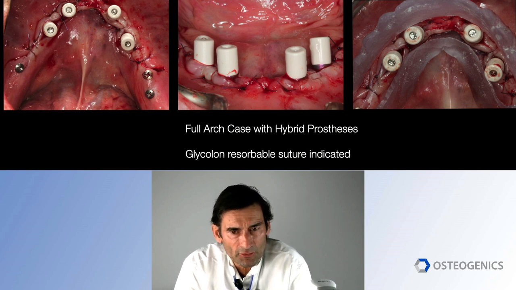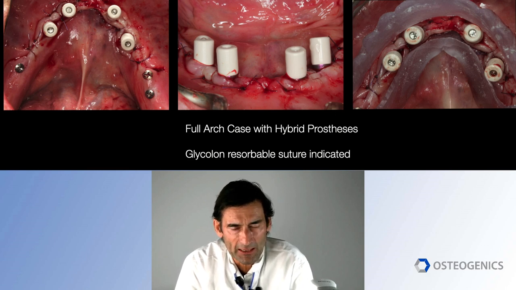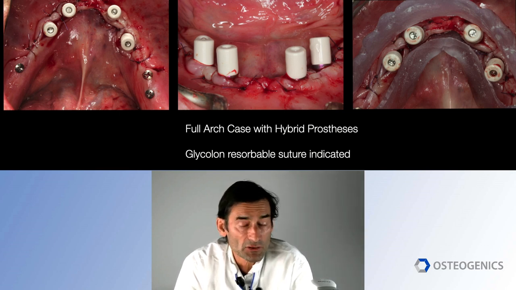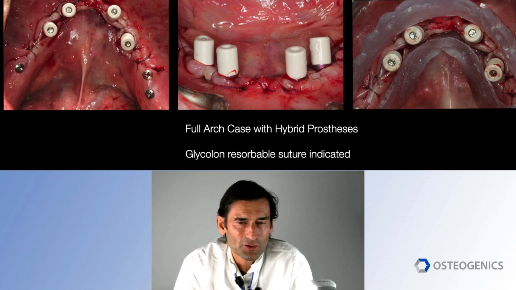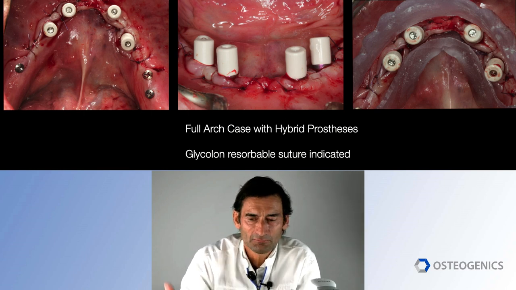And then it's very important to use resorbable sutures, because it's really tough, with the swelling that the patient has, to remove non-resorbable sutures underneath a hybrid prosthesis. Many of these hybrid prostheses don't have the space, and you don't want to remove the hybrid prosthesis shortly after implant placement. So here, my go-to is, for example, a 4-0 Glycolon suture. Perfect for this indication. 4-0 Glycolon. Perfect.